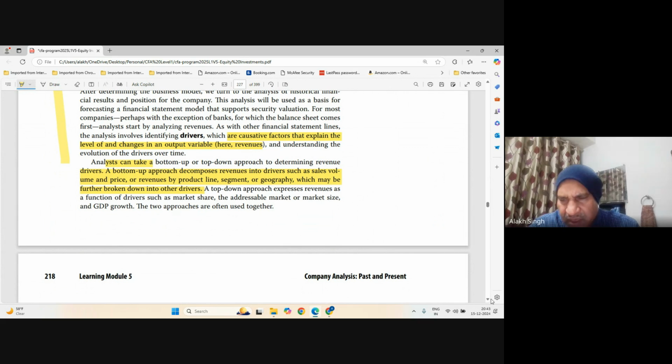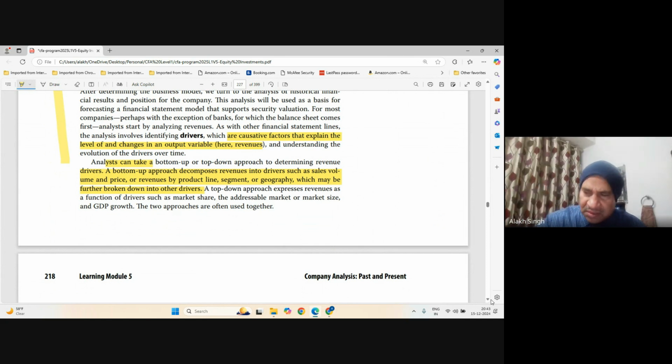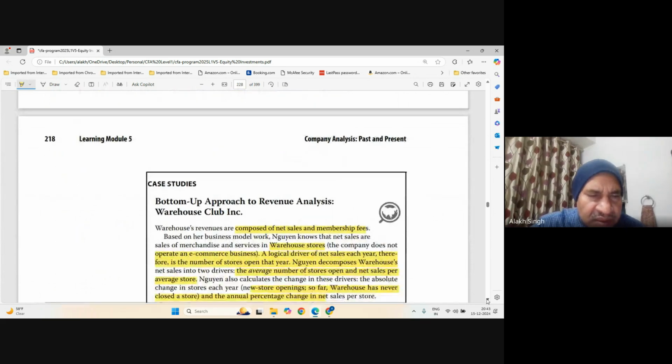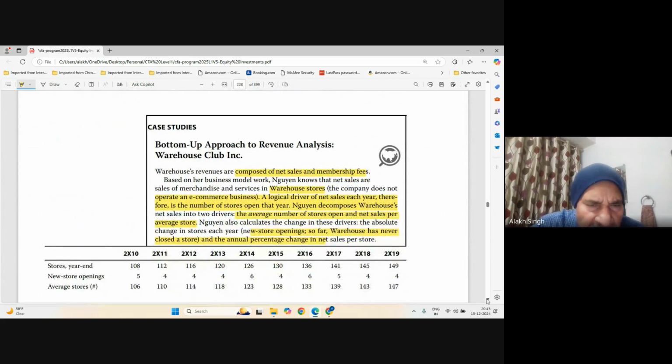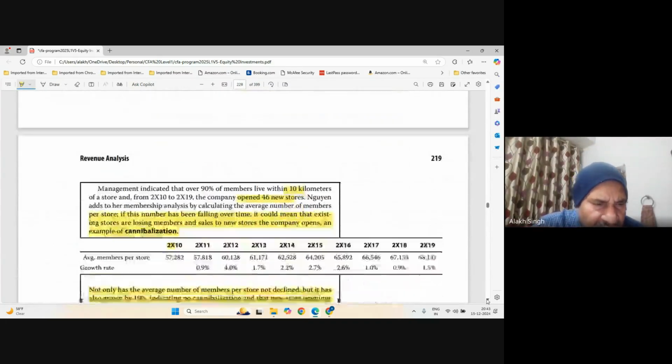Nothing new. A lot of finance is being repeated here. Okay, sir, because you are an equity researcher. So okay, let's go to the next part then. It is the same thing, revenue analysis. So here it is exactly the same thing. So let's go down then.